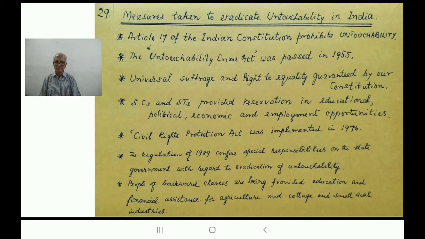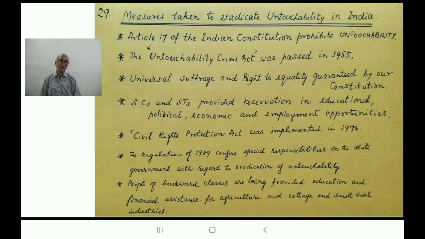People of backward classes are being provided education. Education for all. We have universalized education. We want to bring each and every child of school-going age to school and get them educated. Compulsory education for all.